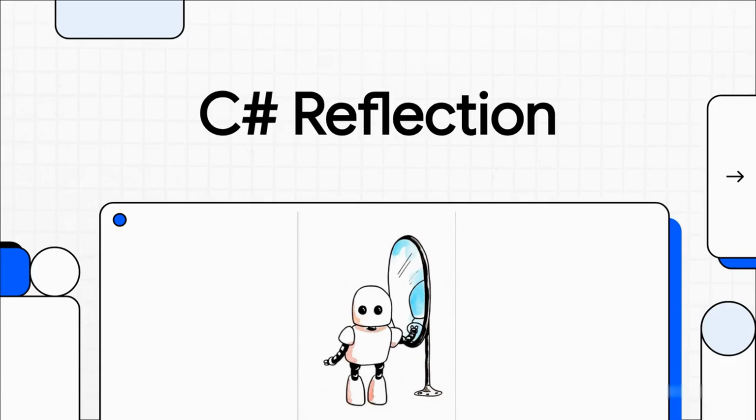Hey everyone, and welcome. Today we are jumping into one of the most powerful and sometimes misunderstood features in C#, reflection. It's this wild idea of code that can actually examine itself. This is the key that unlocks so much of the modern, flexible software we all depend on. So let's pull back the curtain and really see how this thing works.